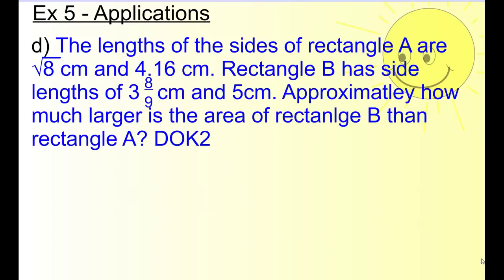And last problem of the day, letter D. The lengths of the sides of rectangle A are square root of 8 centimeters and 4.16 centimeters. Rectangle B has side lengths of 3 8/9 centimeters and 5 centimeters. Approximately, how much larger is the area of rectangle B than rectangle A? And I fixed the typos if you saw them. So, pause the video, do it on your own. When you're ready to continue, hit play, and we'll go through it together.